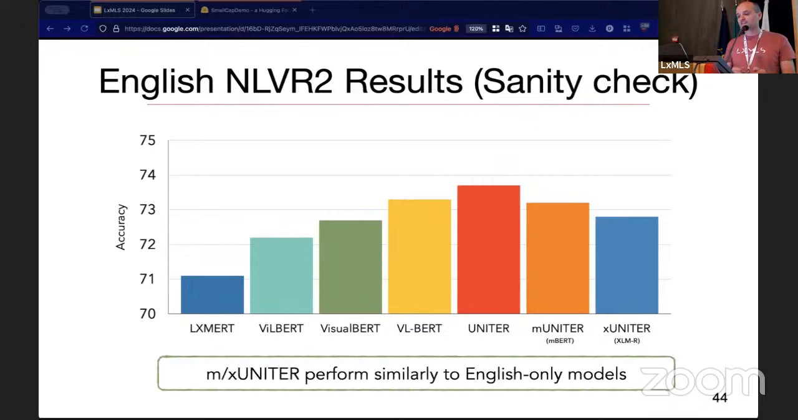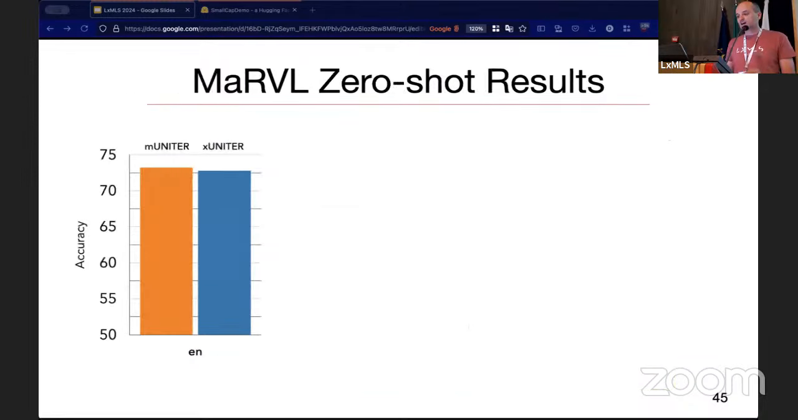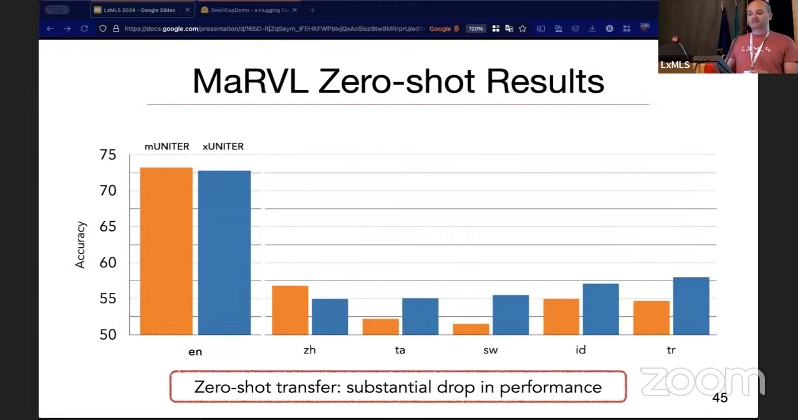And the models we created performed similarly to English-only models, even though they had multilingual encoders in the backbone. And so we were convinced that we had created a multilingual model that was at least a similar performance to an English-only model using something like BERT as its representation. And then when we try to evaluate this directly in our dataset Marvel, the results are terrible.